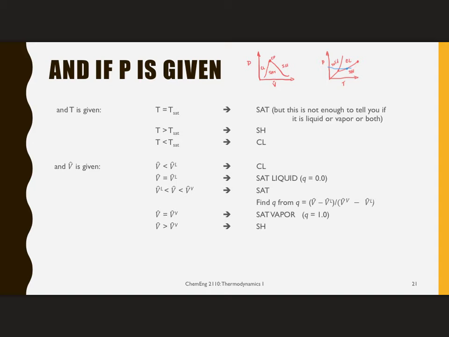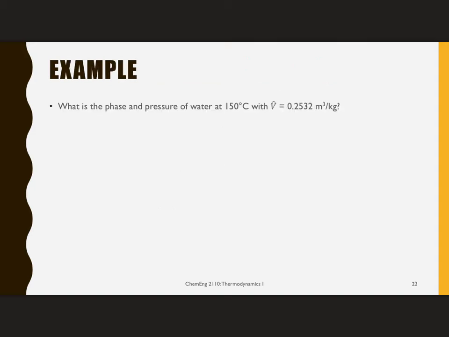Now let's use this to solve problems again, using the table or these thought processes with that mental image of the diagram as we work these. So, what is the phase and pressure of water at 150 degrees C when the specific volume is 0.2532 cubic meters per kilogram? Now the trick is always begin by going to the saturated table.